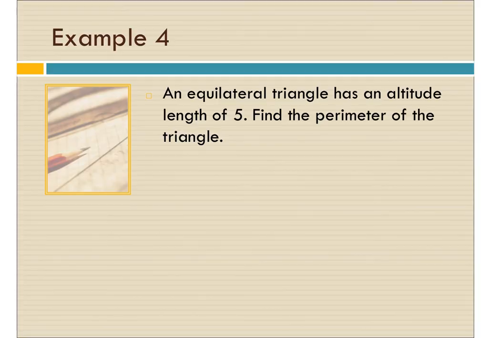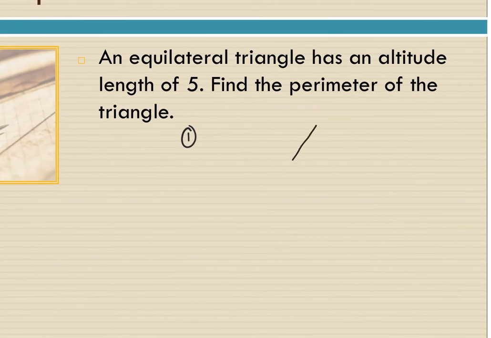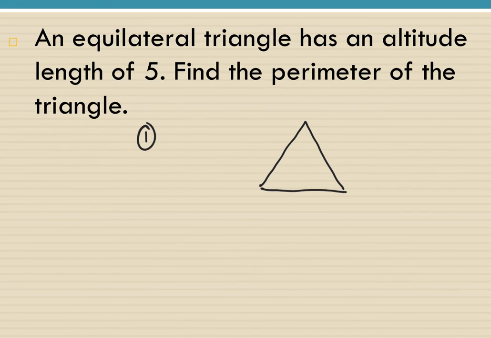An equilateral triangle has an altitude length of 5. Find the perimeter of the triangle. So let's set it up. Let's draw it out. So it's equilateral. What does that mean? All sides are equal. All sides are the same. We also know equilateral triangles also have what? All the same angles, okay?